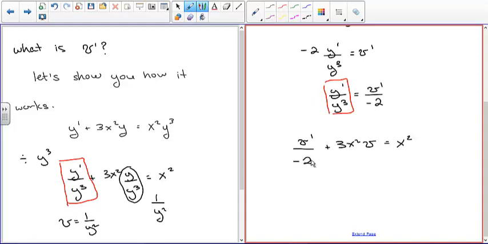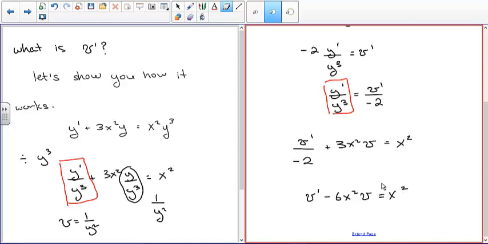And if I multiply every term by -2, I'll get v prime minus 6x squared v equals x squared. So I messed up there. I forgot to multiply this by -2. So we get -2x squared. So 3 times -2 is -6. 1 times -2 is -2.